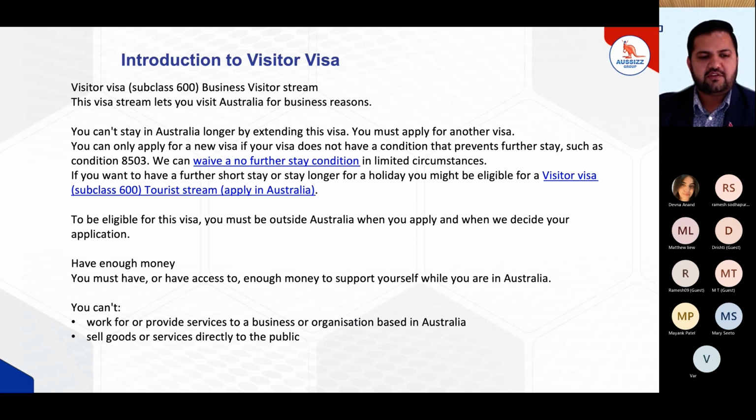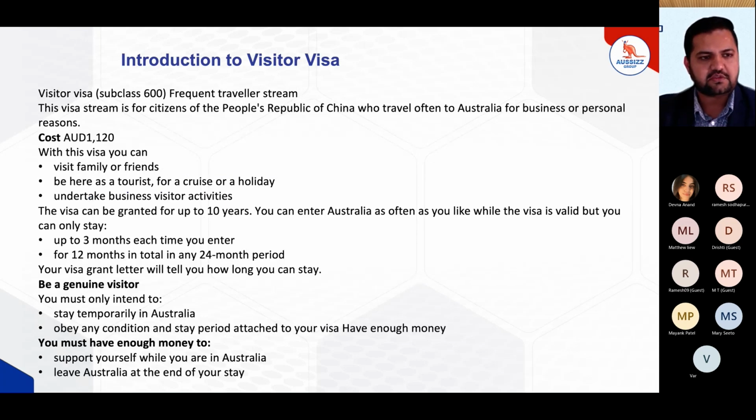You need to demonstrate enough funds, obviously, to come, stay, and go back to your home country. You can't work or provide any business services or any products directly to the public if you're holding this visa.